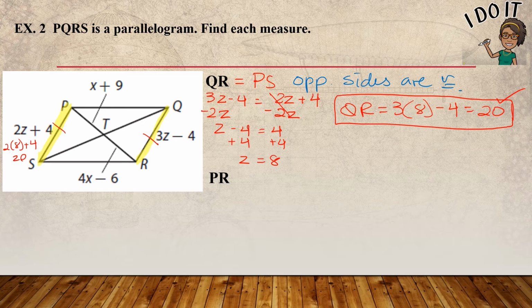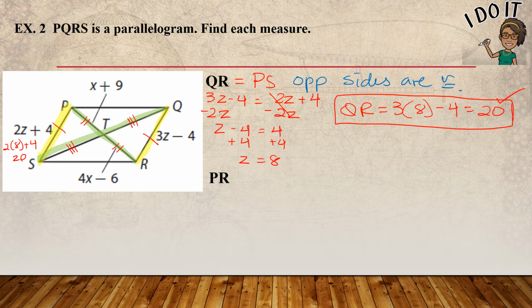All right, so let's look at PR. So we're trying to find PR, and PR is located here as a diagonal. So once again, remember in parallelograms, we know that diagonals bisect each other. So that means that PT is going to be congruent to RT, and we know that QT is going to be congruent to ST.